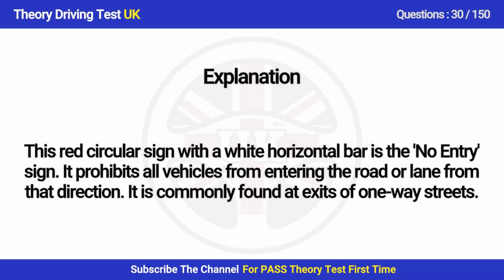This red circular sign with a white horizontal bar is the no entry sign. It prohibits all vehicles from entering the road or lane from that direction. It is commonly found at exits of one-way streets.